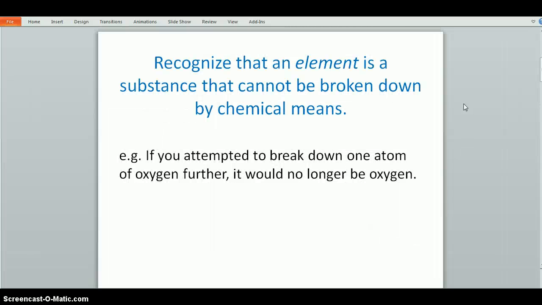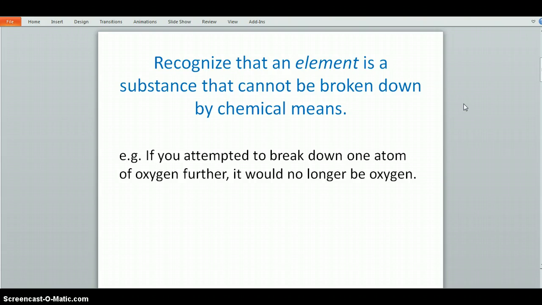So the first objective on the test I want to go over is recognizing that an element is a substance that cannot be broken down by chemical means. So if you went to break an element down even further, it would no longer have the same properties as that element. So if I attempted to take oxygen and break it down further, it would no longer be oxygen. It would have different properties. We would get down to those electrons, protons, and neutrons. It would not be considered an element anymore.